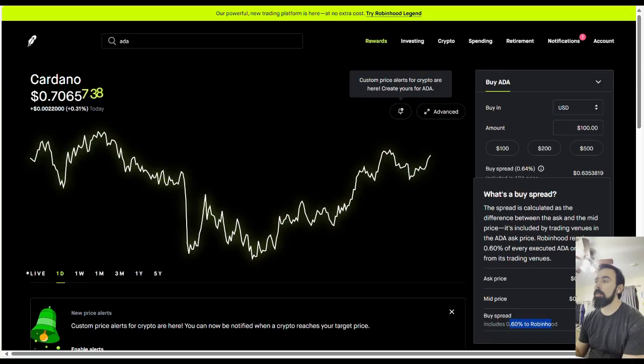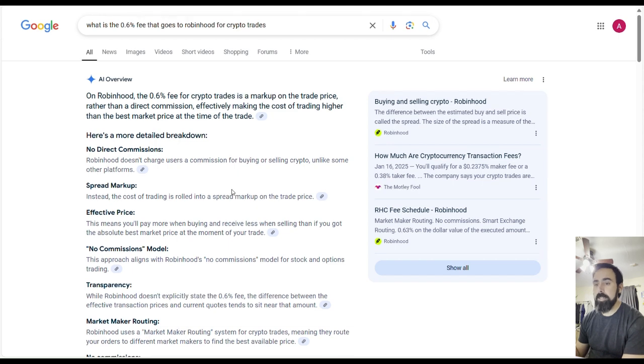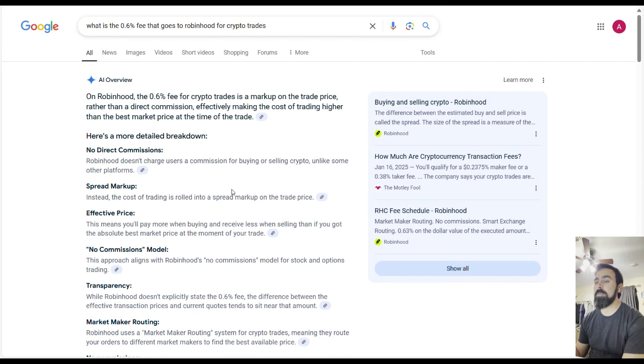So I was trying to figure out, what is this? On Robinhood, there is a 0.6% fee for crypto trades. It's a markup on the trade price rather than a direct commission. So there are no direct commissions. If you go to other brokers, like I think Binance or Coinbase, I'm not sure exactly. We'll scroll down, maybe some of these questions will be answered.